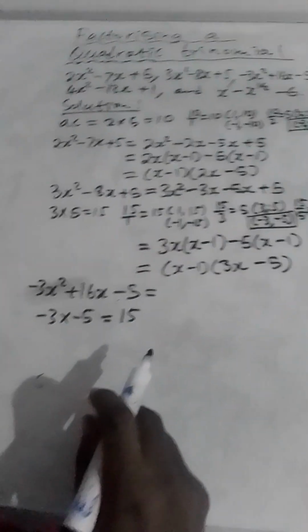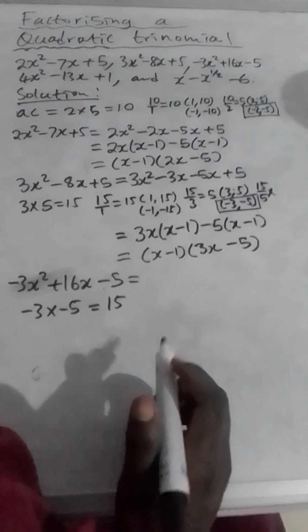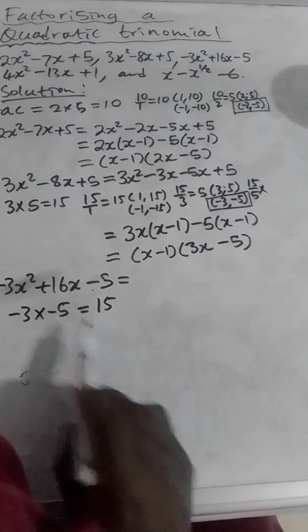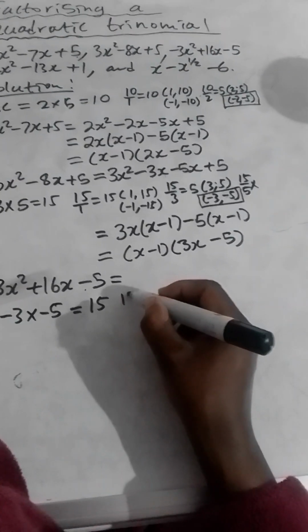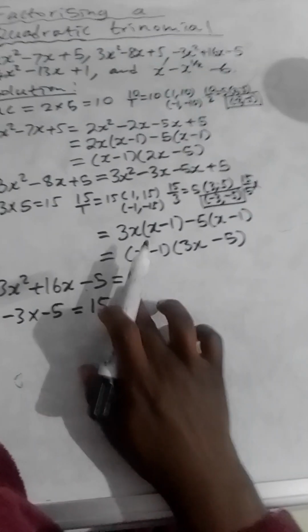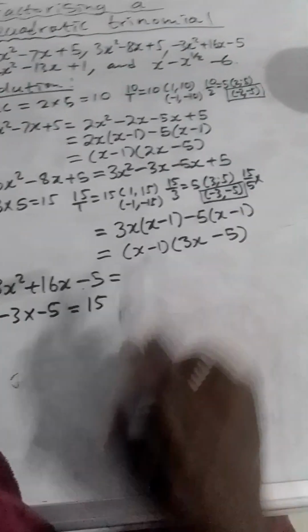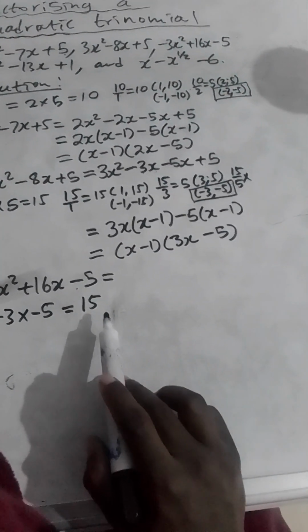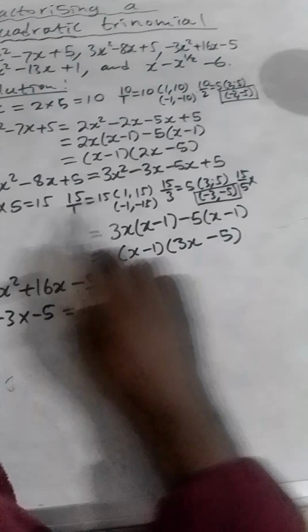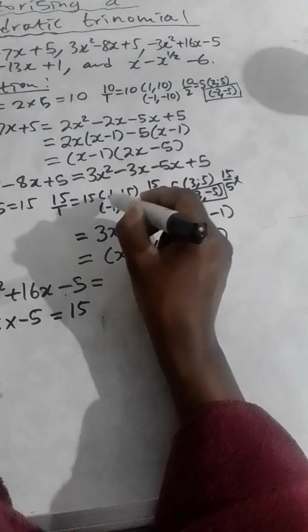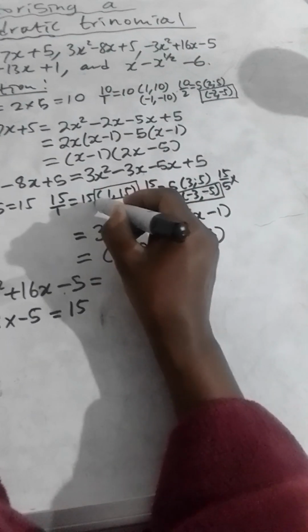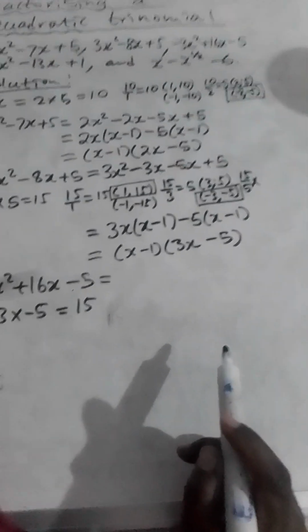That means we're looking for factors of positive 15 that will give us positive 16. We have already found the factors of 15 there, so we don't have to do this work from scratch. Let's see from the factors of 15 that we have there, which ones will give us positive 16. And if you check, it's this one. 1 and 15 will give us positive 16.